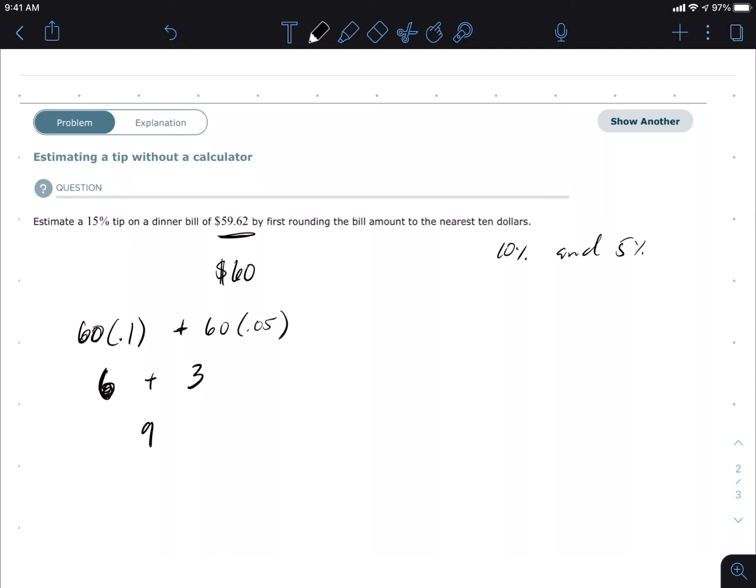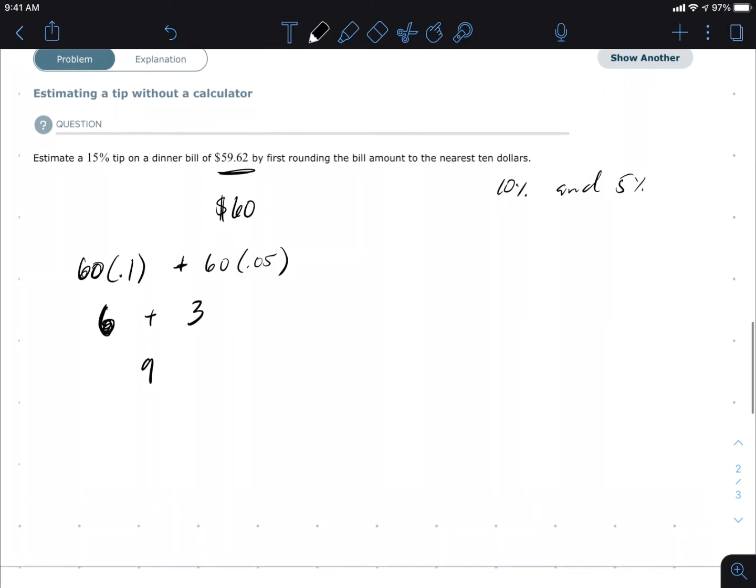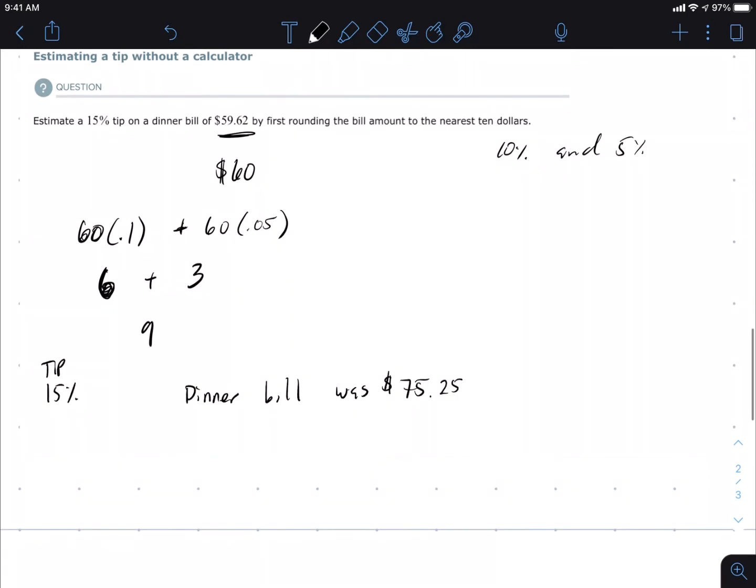Can you do one more example? Like this one? Yeah. Sure. So if I gave you a dinner bill, let's say your dinner bill was $75 and 25 cents, okay? And I wanted to give a tip of 15%, right? This is the tip I want to give. Now, instead of just guessing or writing whatever I want, the first thing I'm saying is let's round it to the nearest $10 amount.